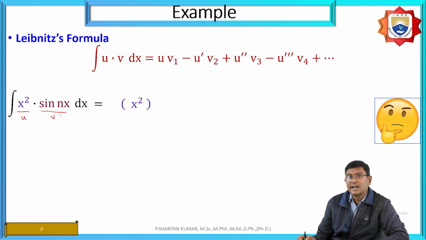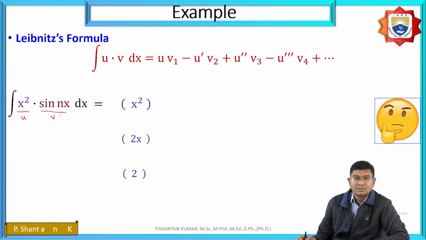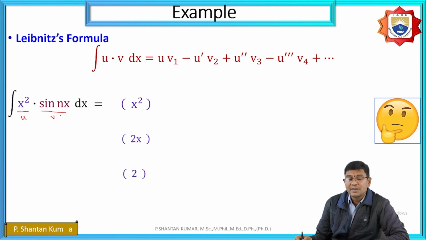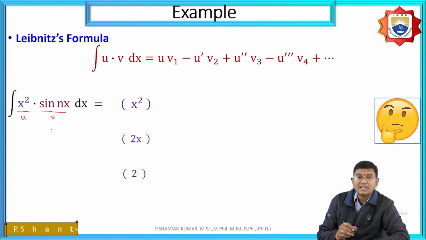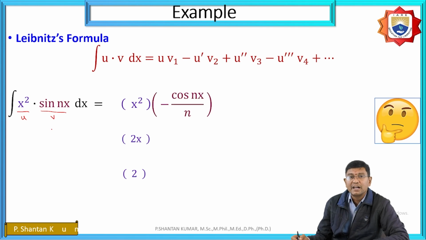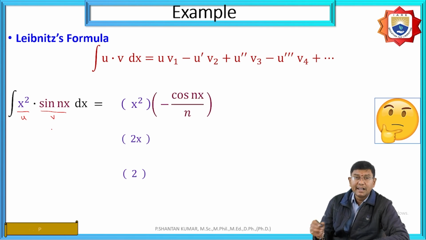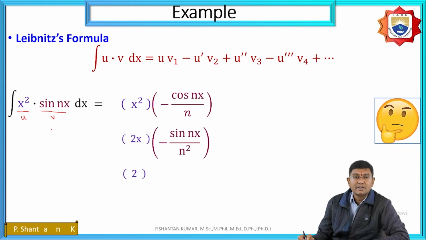Here u is x square, and the derivative of x square is 2x, and one more derivative is 2, and again after that 2 there is nothing more, that is 0. Therefore we need to stop at u dash and u double dash. And again for v, whatever we assume, v is sin nx, its integration is minus cos nx by n, and further one more integration is minus sin nx by n square, and one more is cos nx by n cube.